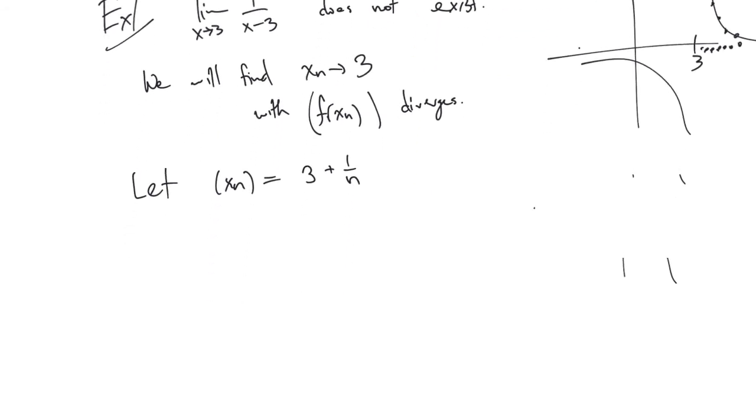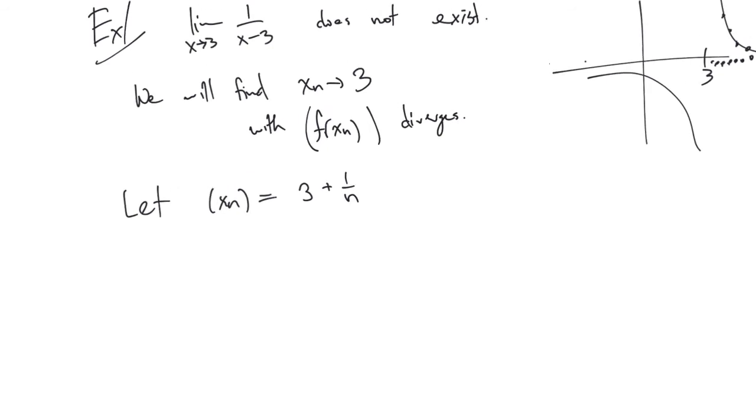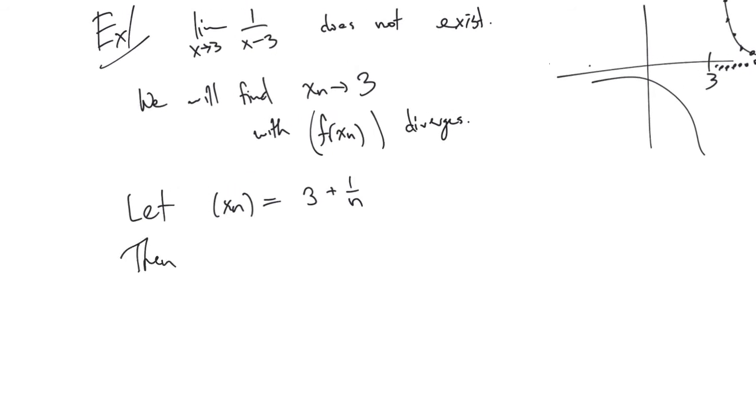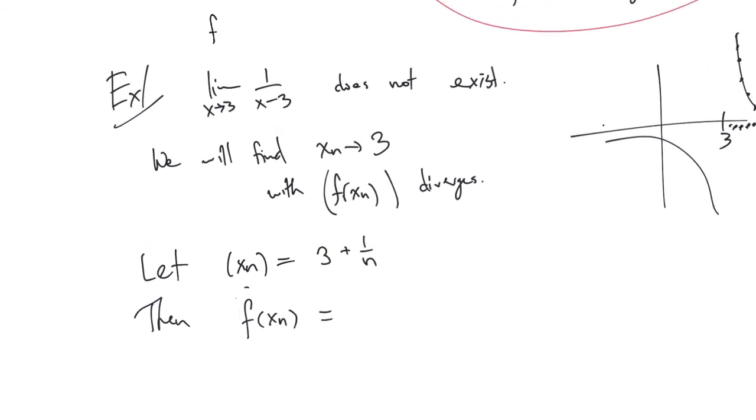All right, we need to verify that f of xn diverges. This is going to look a little weird, but we can handle it. Then what is f of xn? You plug 3 plus 1 over n into your function, which in this example, I suppose I didn't ever write as a function, but the function I'm talking about, of course, is 1 over x minus 3. So what does it look like when I plug in xn to that formula? It looks like 1 over 3 plus 1 over n minus 3. I used this formula here, and instead of x, I used 3 plus 1 over n.